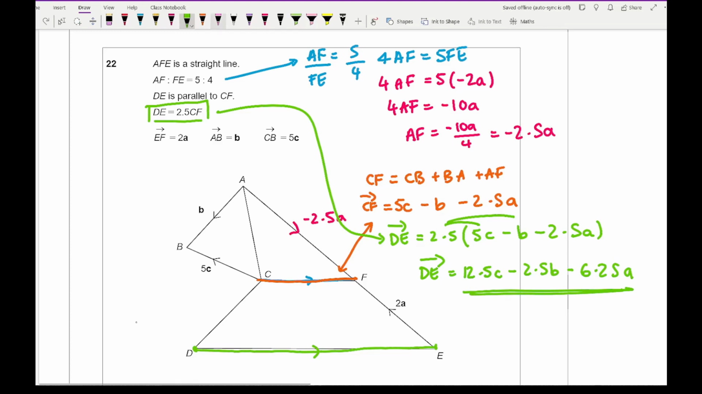Now you could give your answers in terms of fractions, in which you'd end up with 25 over 2 C minus 5 over 2 B minus 25 over 4 A. So that would have been absolutely valid as well.